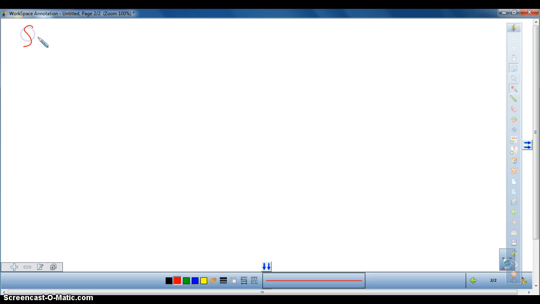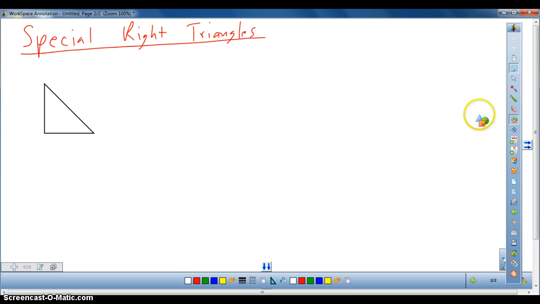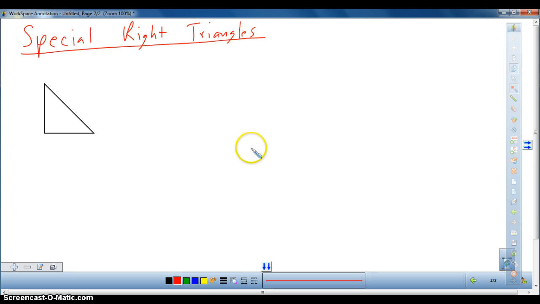So the title of your notes, this is in your math spiral if you haven't been told already, is special right triangles. We are working with special right triangles. This is related to our lesson on Pythagorean theorem, but we're going to take this a little bit further today. What I'd like you to do first is, with your straight edge, draw a couple of right triangles, and they're going to be what are called 45, 45, 90, or isosceles right triangles.